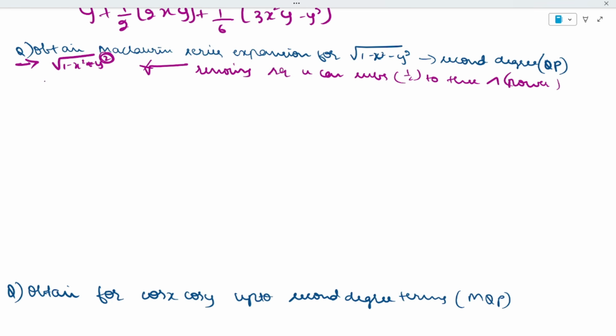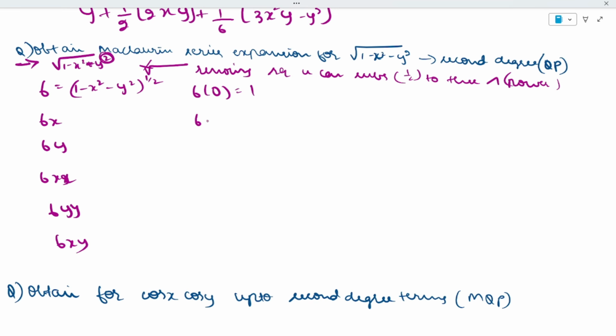Now if you take f, you can replace the first step, I am not writing. That is, 1 minus x square minus y square whole power 1 divided by 2. That means f(0) will be equal to 1. Again f_x, f_y, f_xx, f_xy, all that you have to substitute. Now I'll be writing these values: f_x(0), f_y(0), f_xx(0), f_yy(0), f_xy(0).